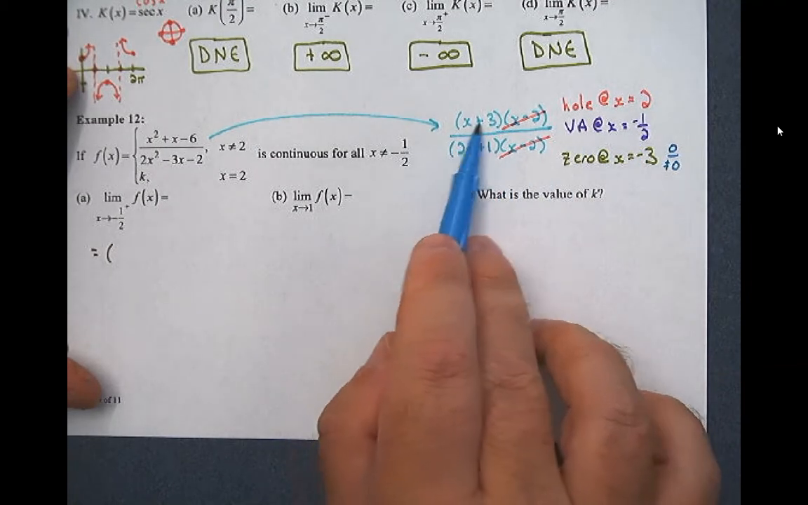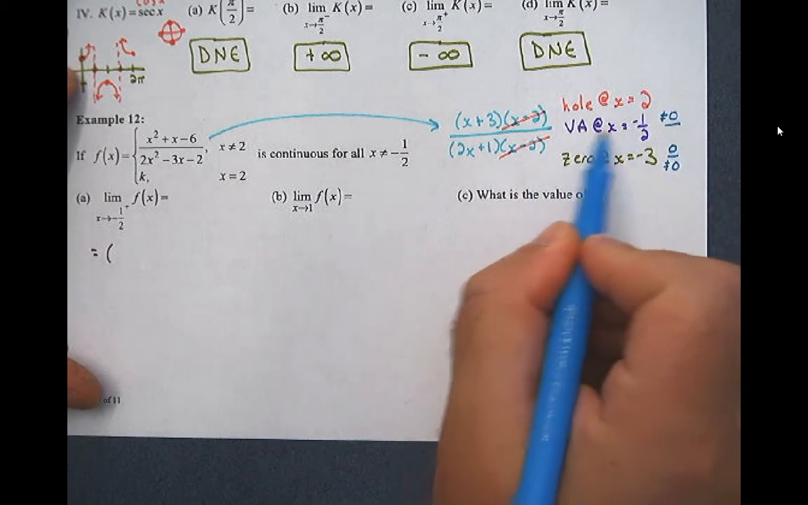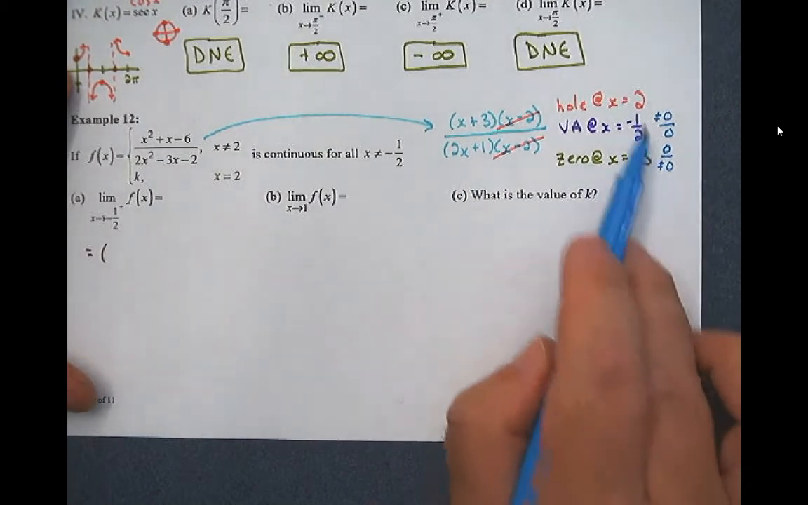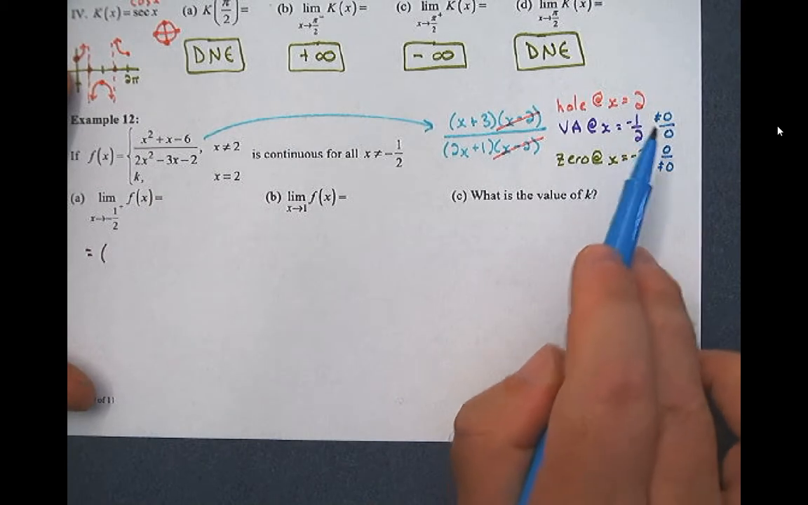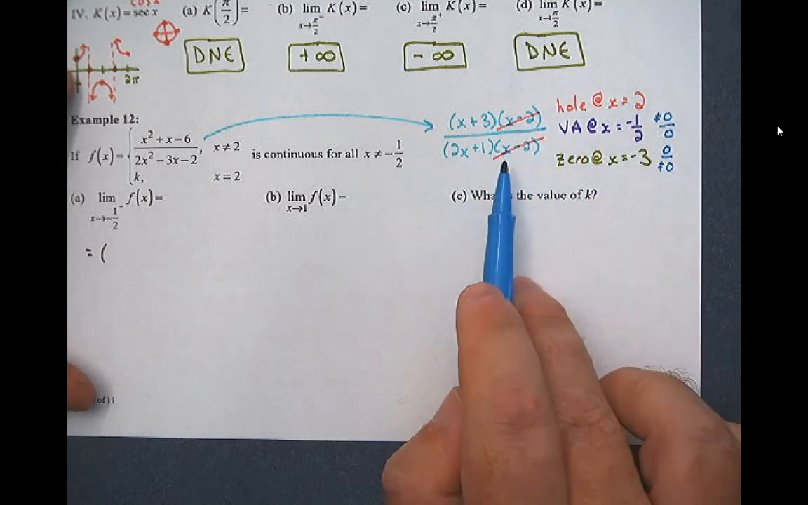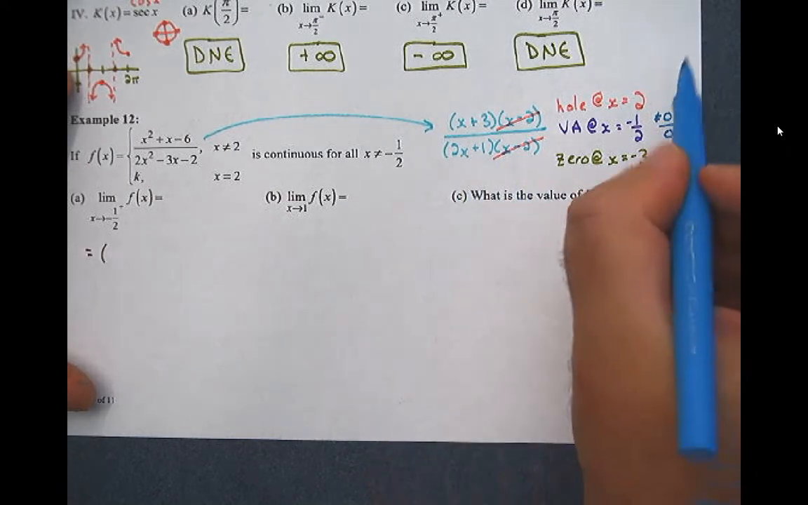What happens when I put negative 1/2? I put negative 1/2 in this, I'll get something that's not 0 divided by, put negative 1/2 in this, I'd get a 0. So where's the 0? It's on the bottom, which is the worst thing that can happen to a graph. And then when I put 2 in the top and I put 2 in the bottom, I'm going to get a 0 on the top, I'm going to get a 0 on the bottom.